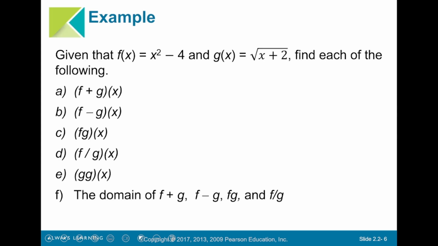So let's see some examples. Given that f of x is x squared minus 4 and g of x is the square root of x plus 2, find each of the following. We're going to walk through these step by step on the next few slides. We're going to look at f plus g, f minus g, f times g, f divided by g, g times g, and then the domain of each of those.